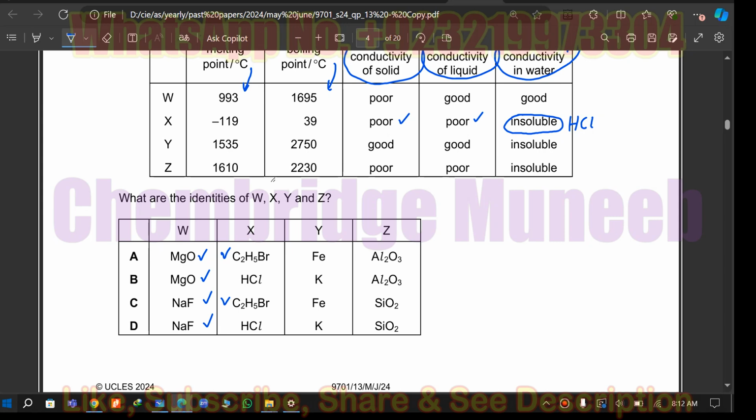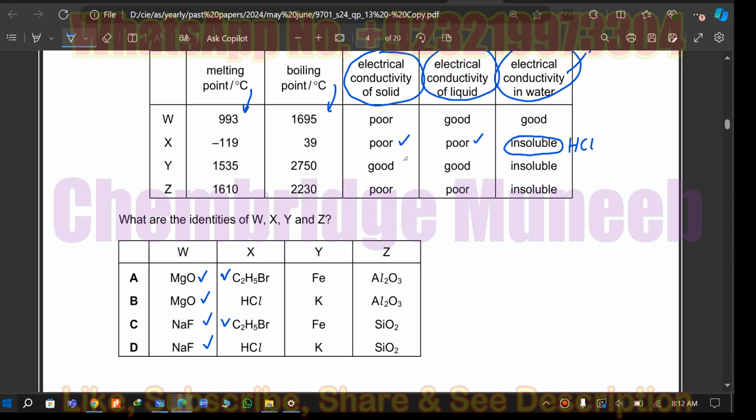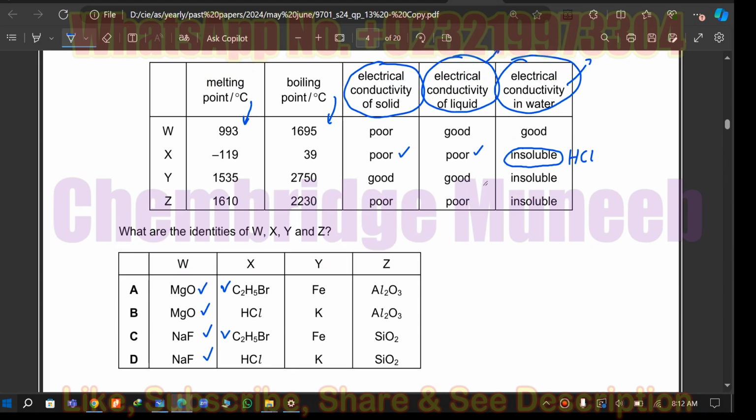Now in the fourth column, Y has conductivity good in solid, liquid is also good, but insoluble. So we can see here that in Y we are given four compounds. One of them is a very strong reactive metal, and the other one is a much less reactive metal as compared to potassium. So the solubility in water means that both the metals over here are not soluble in water, they are not reacting with the water.